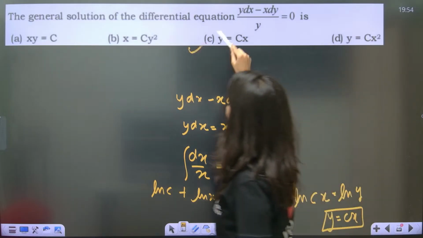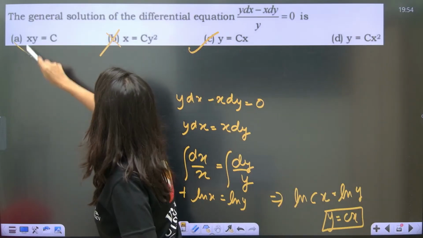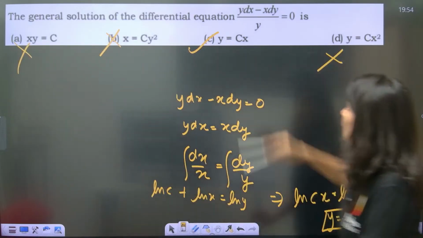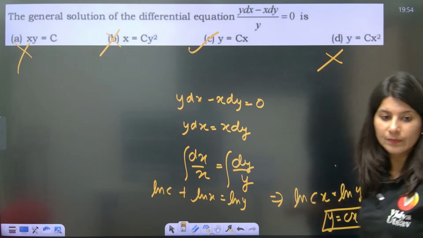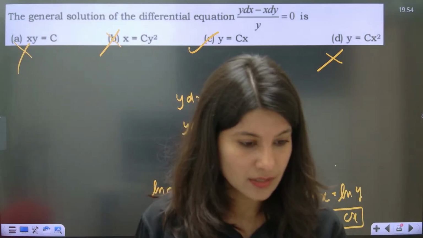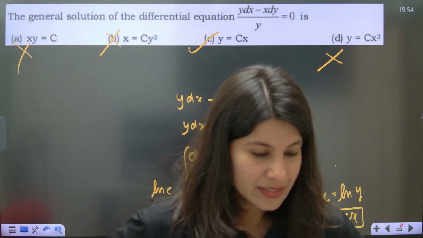That also works. This is wrong. See, this is also wrong. This is also wrong. Only option C is absolutely correct. Okay? All right.